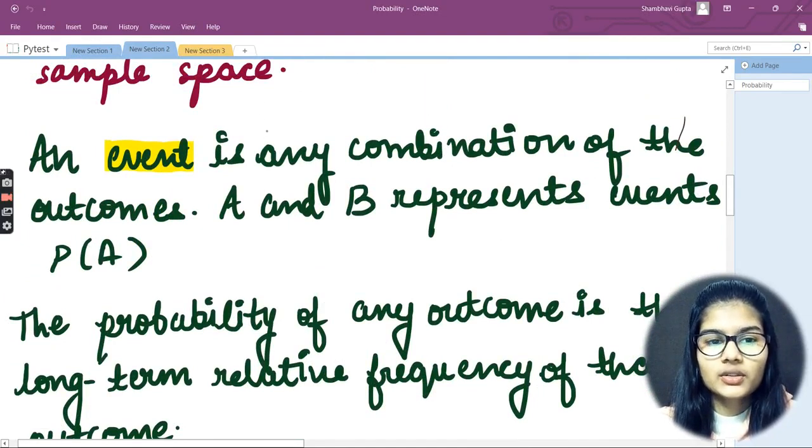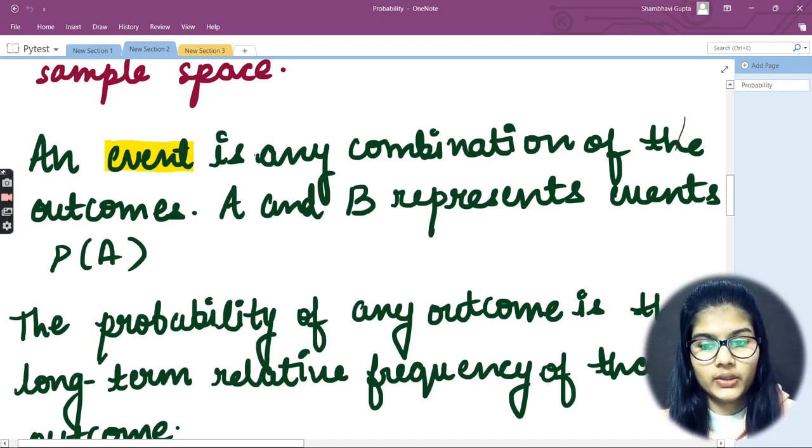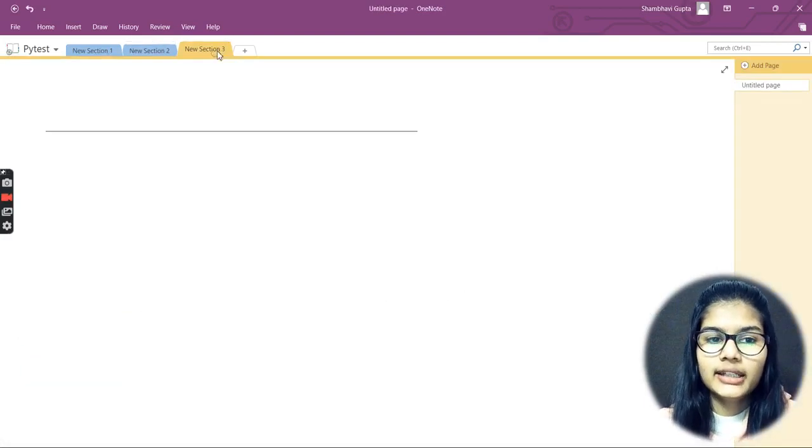So what's an event? An event is any combination of the outcomes. Whatever outcomes are there, a combination of all those outcomes forms an event. How do we denote them? Events are always denoted using uppercase characters. If you have to denote the probability of any event, you write P, and in the brackets you write that respective event. This is the notation regarding events.